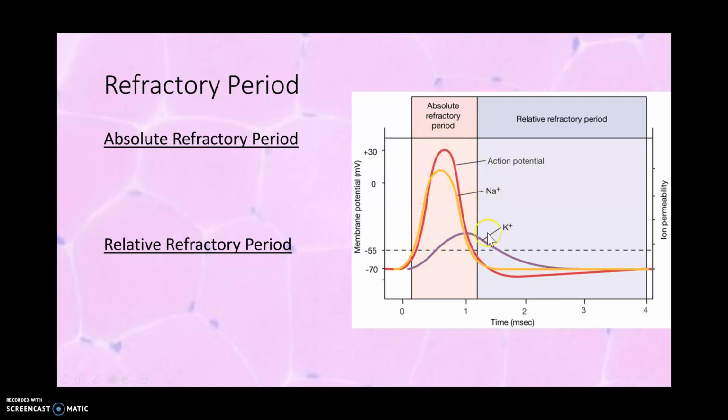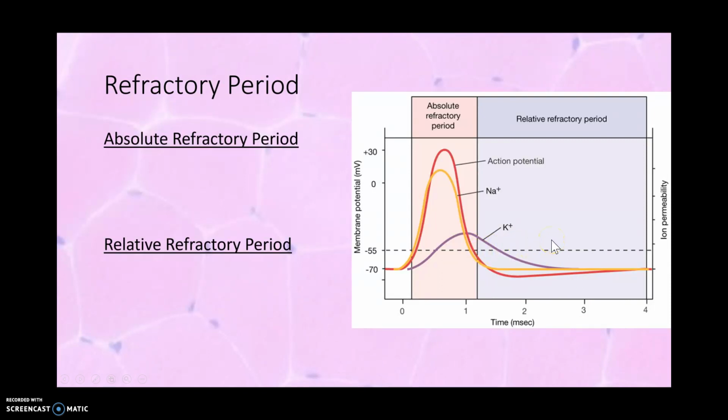So the absolute refractory period is once we're in this period right here, no matter how hard of a stimulus from the nervous system comes into that cell, it's not going to respond because not enough ionic correction has taken place for it to respond again. Now, moving to this relative refractory period right here, this is a point in time where enough ionic correction has taken place, and if the stimulus is of supra threshold intensity, the cell will then respond.